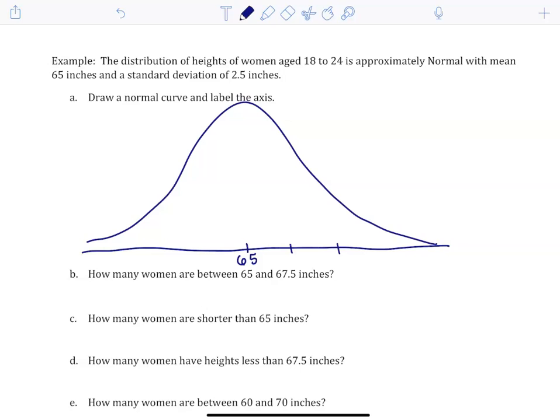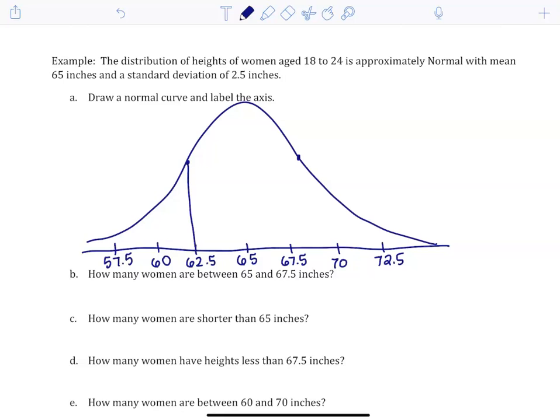Then I will do 3 marks to the right and 3 marks to the left, where that first mark is at approximately that little point where it changes curvature. What we know is that those marks are 1 standard deviation going each direction. So I'm going to add 2.5, the standard deviation. 65 plus 2.5 is 67.5. Add another 2.5, we get 70. And add another 2.5 and we get 72.5. We can then go on the left by subtracting 2.5. So we get 62.5, 60, and 57.5.